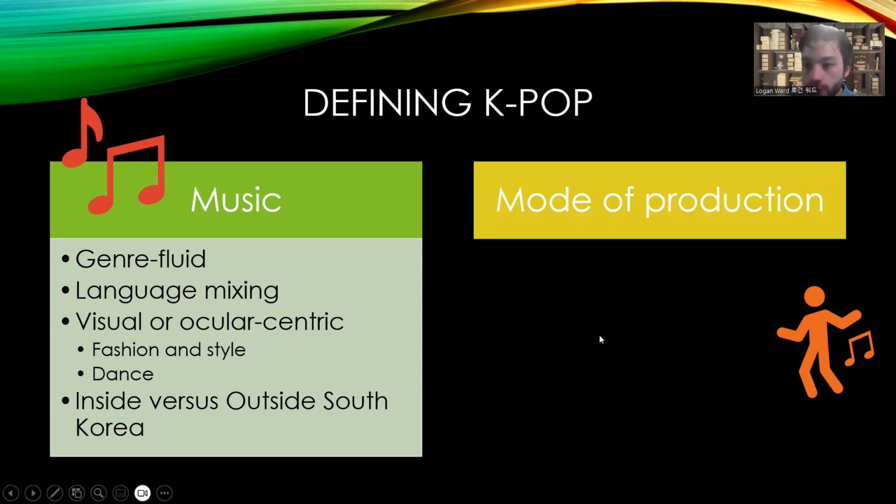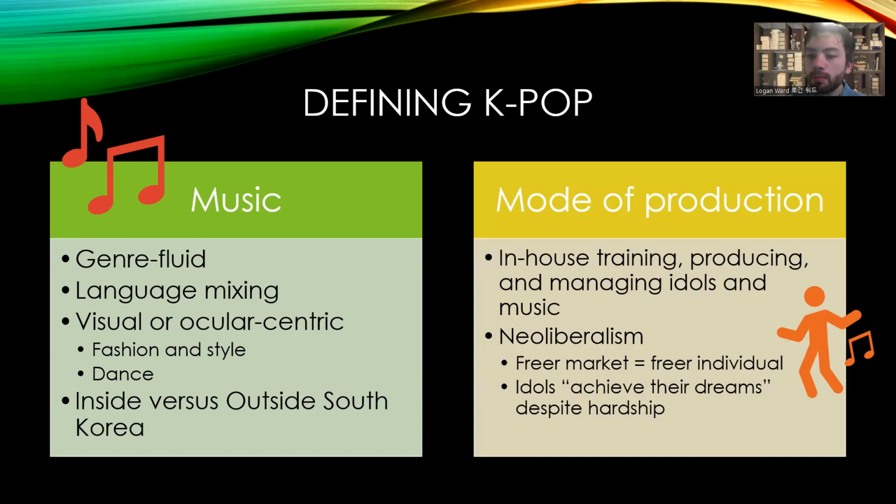And then we have that industry aspect, which is what O was talking about a lot, right? So that mode of production, a style of production, is what is often used. It's this mode in which the entertainment companies contract these idols. They do all the training for them in-house. They do all the production in-house. So the recording, the distribution, everything is done by this company.